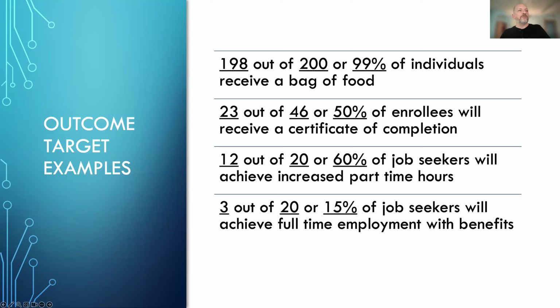Looking at 12 out of 20 or 60% of job seekers will achieve increased part-time hours. So that maybe what that looks like. And then related to it, you may have multiple outcomes for a particular program. So maybe 12 out of 20 or 60% achieve increased part-time hours. Out of the same program, maybe you've got 3 out of 20 or 15% of those job seekers will achieve full-time employment with benefits. Okay, so a lot of different things going on in here.